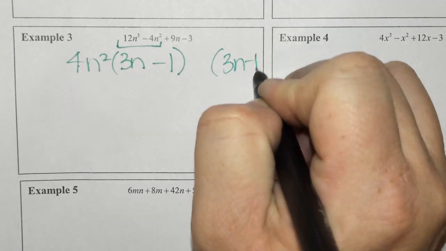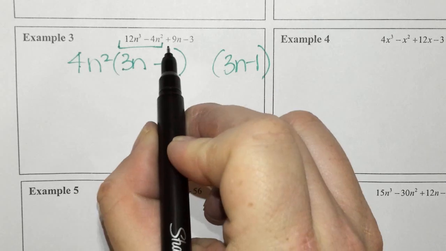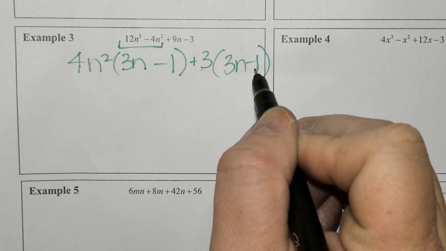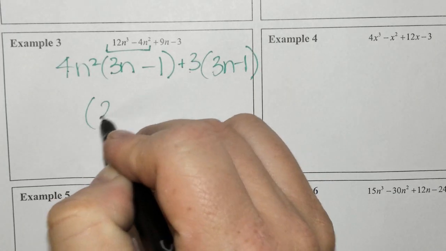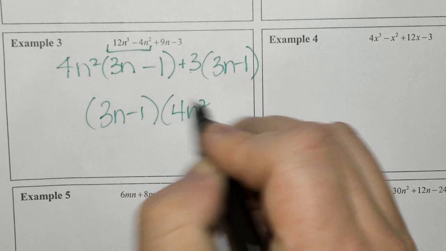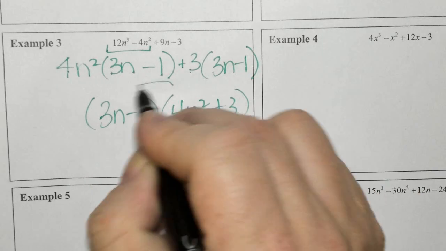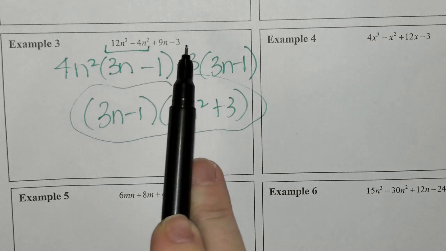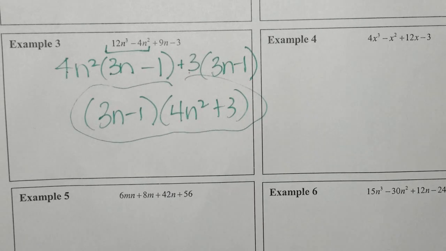I'm going to copy and paste what was in parentheses. What value times 3n is a positive 9n? I believe it's positive 3. And it's positive 3 times negative 1, negative 3 it is. So this is factorable. They both contain a 3n minus 1. The front is 4n squared in front of the first, and in front of the back is a positive 3. This is just another way, it's like restructuring the terms. This is equivalent to our original expression.